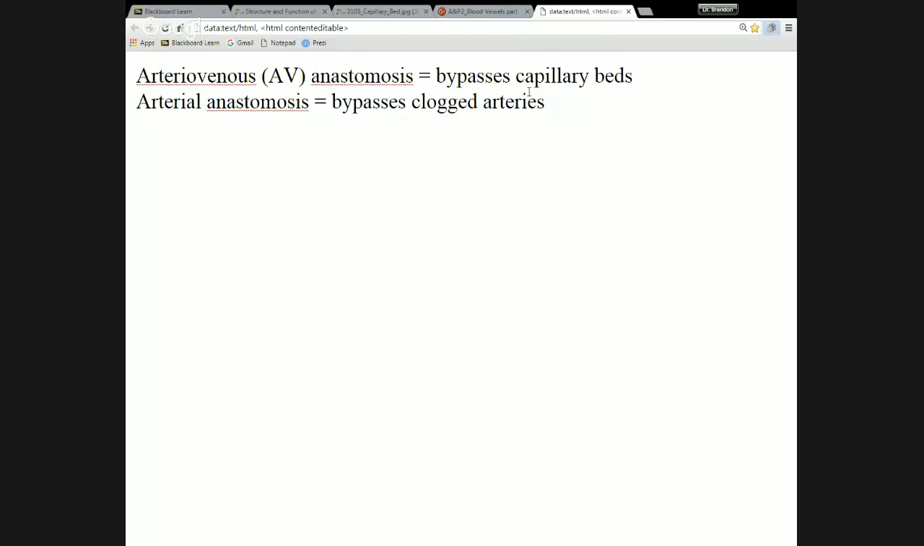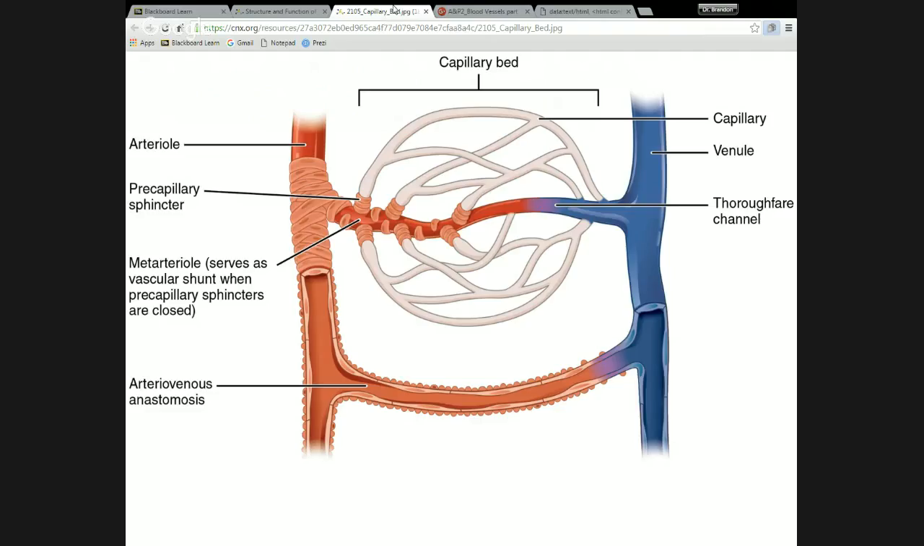So those are arterial anastomoses, which actually gets us a little bit away from capillary beds. But since this picture introduces the AV anastomosis, I wanted to define the other type also.